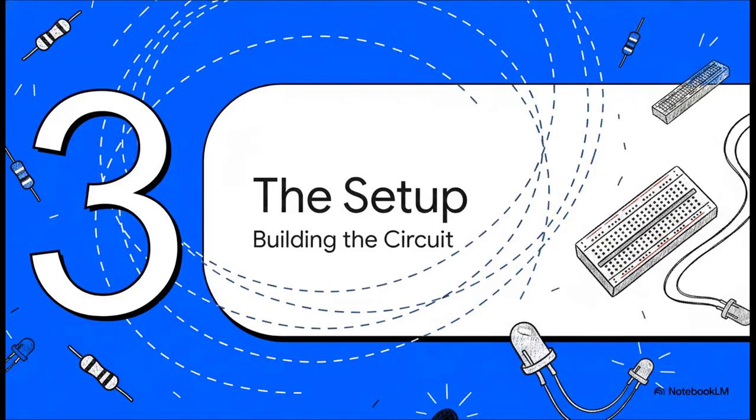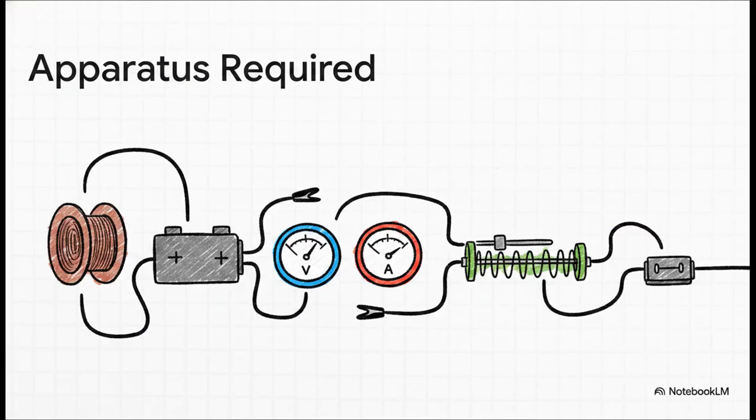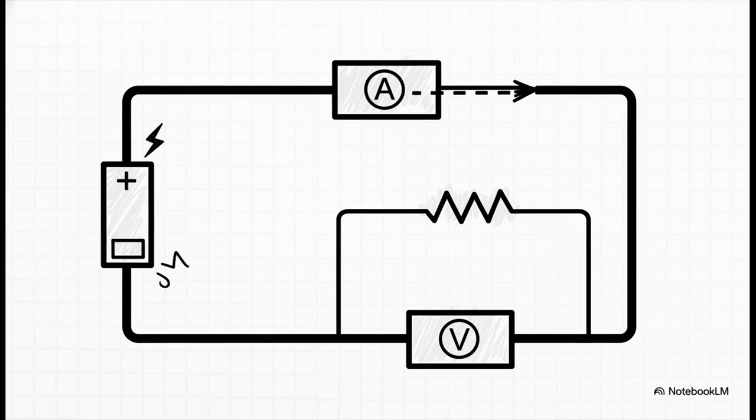With the theory locked in, it's time to get our hands dirty, virtually of course. Let's build this circuit. So here's all the gear we're going to need. We've got a resistance wire, a power source, a voltmeter for voltage, an ammeter for current, but check this out, the rheostat. This is basically a variable resistor, and it's our secret weapon. It lets us change the current flowing in the circuit so we can get a whole bunch of different data points.